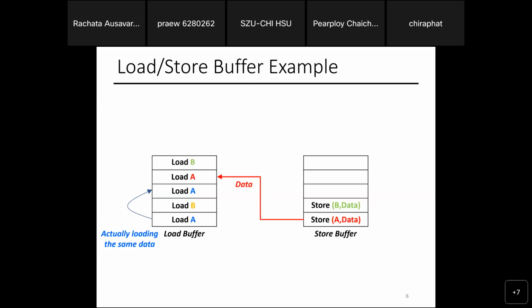Then I have a load to B. Again, I can forward the data over. Now you guys got the idea, right? If you have this buffer, it will speed up your program.